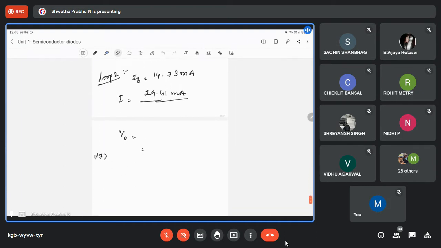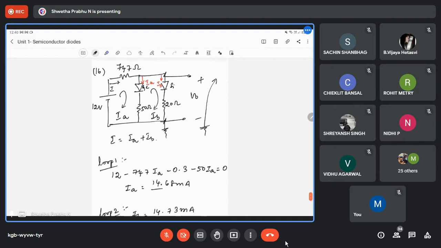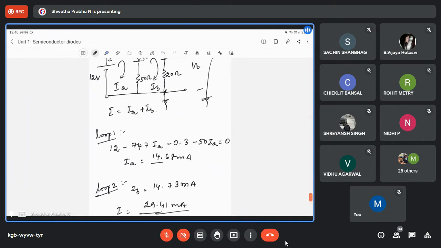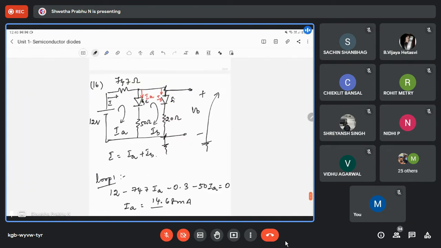So it is 0.7, then plus 20 into IB. If you do, you'll get the output voltage. So here the drop is 0.7, which is connected to positive of the diode. Here the drop is plus 20 into I.